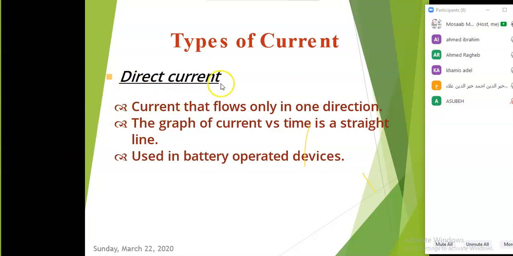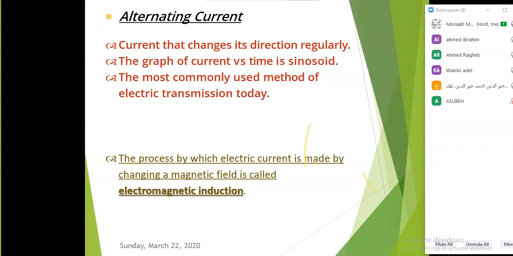For example here, what is meant by a direct current? You write from here: current that flows only in one direction. No need to write a full stop. Current that flows only in one direction, to get the full mark. The other type of current is called alternating current.